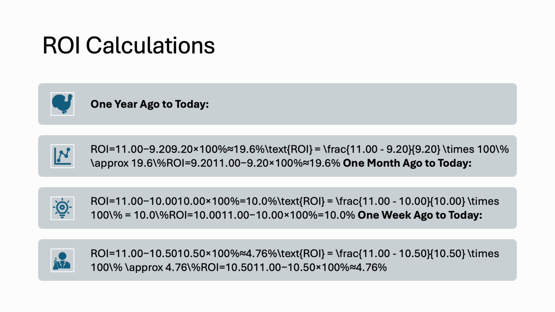These are ROI calculations for 1 year ago today, 1 month ago today in the first bullet point, and 1 week ago from today in the second bullet point. Over the past year, the investment increased from $9.20 to $11, resulting in a return on investment of approximately 19.6%. Over the past month, it went up from $10 to $11, giving a 10% ROI. Over the past week, the value rose from $10.50 to $11, which is an ROI of about 4.7%. In short, the investment has consistently grown, with stronger returns over longer time periods.